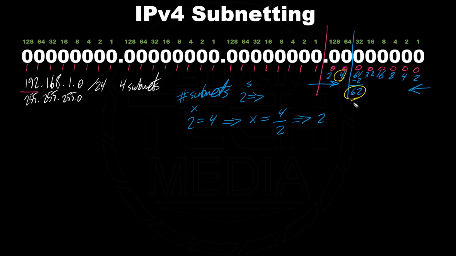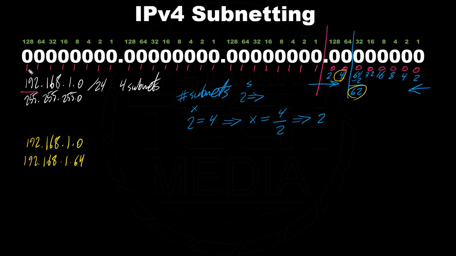Every subnet we will have 62 available IP addresses per subnet. So let's go over these subnets. Well, if we start from the 0 network, 192.168.1.0, and now let's write down the next subnet. The next subnet would be 192.168.1.64. Where is the 64 coming from?